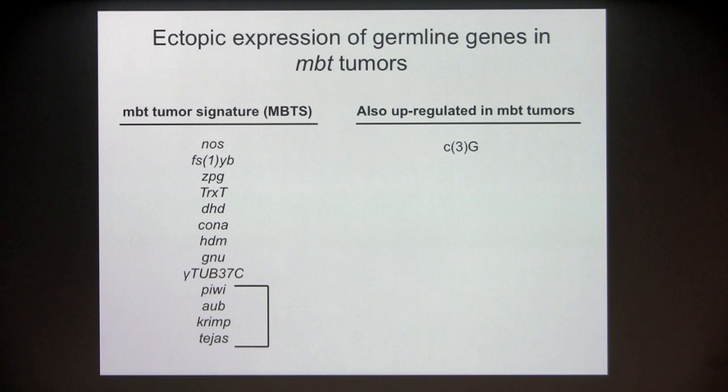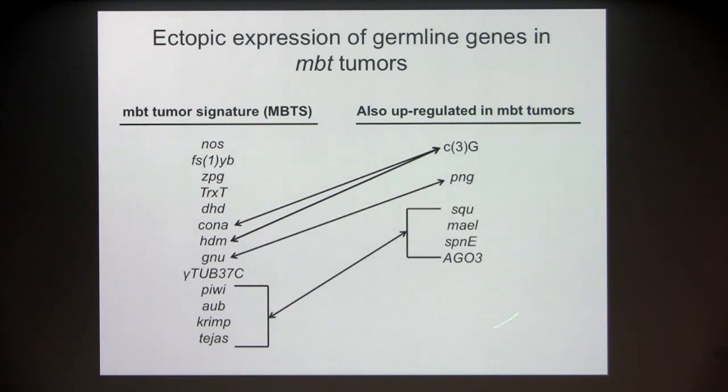But not only that, some of the genes that we have found, which don't meet our very stringent criteria, are also upregulated in the MBT tumors, and they are actually interacting between themselves. So we have this synaptonemal complex protein gene which interacts together with CONA and hold, meaning that some structural proteins that are only involved in meiosis are present in the brain tumors. And then we have a bunch of other proteins that are involved in piRNA biogenesis, and they are also expressed in the MBT tumors.